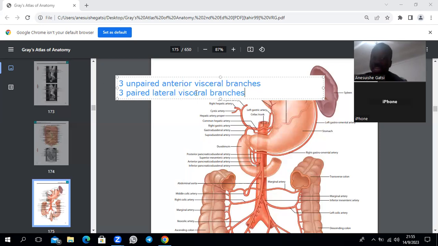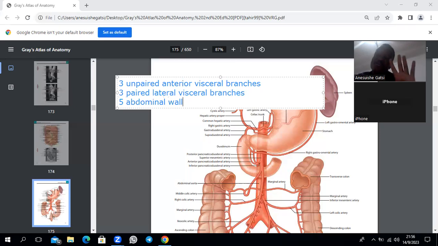But there's 3 paired lateral visceral branches. For example, I'm going to see the renal arteries for the kidneys. There are 2 kidneys. I'm going to see testicular artery for the 2 testes. There are 2 testes, eh? Right. Then there are 5 abdominal wall branches. I know we say 5, but of the 5, 4 are called lumbar arteries. I'm left with the 5th one. So 4 lumbar arteries and an artery called inferior phrenic artery.